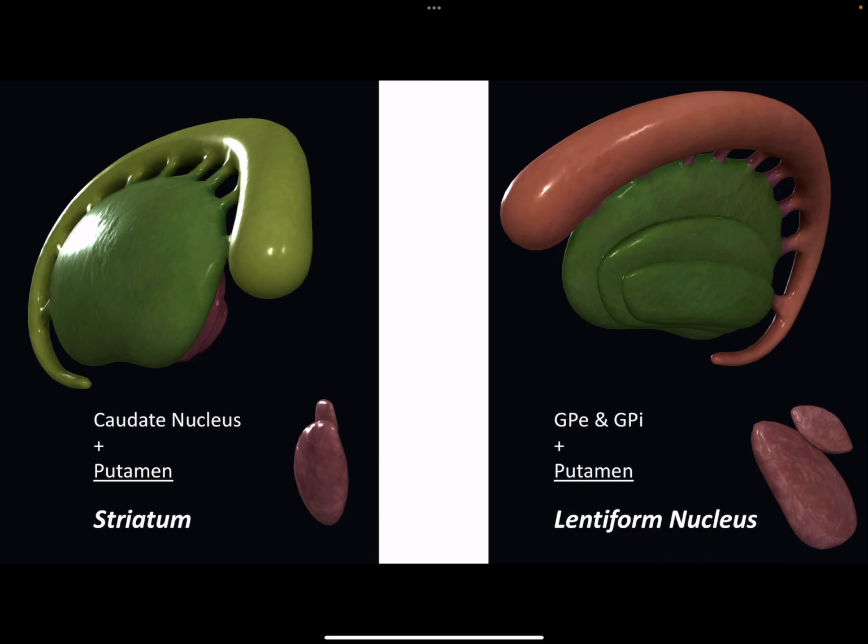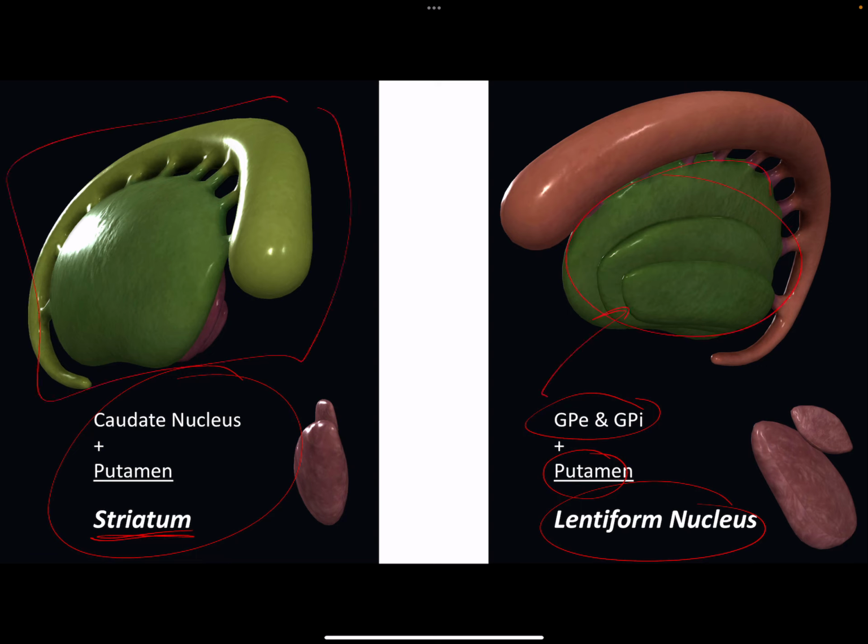All right, so we've said before, the caudate nucleus and the putamen together is the striatum. This is probably the more important name to know because it's more cohesive from a functional perspective, at least as far as my brain understands, than the globus pallidus externus, internus, and the putamen, which make the lentiform nucleus. This looks more cohesive, but from a physiological perspective, we'll refer to the striatum more than we will the lentiform nucleus.